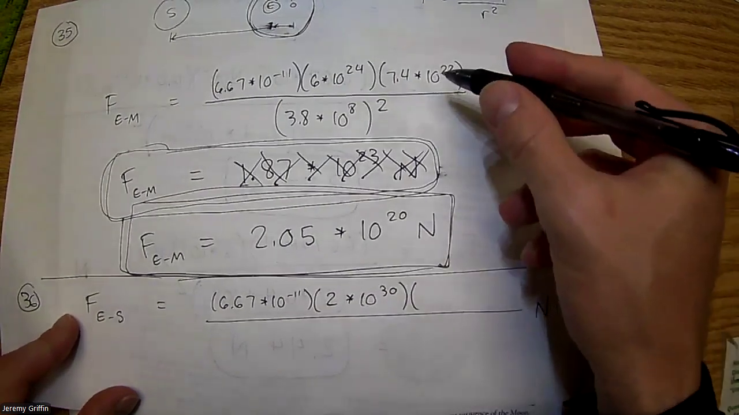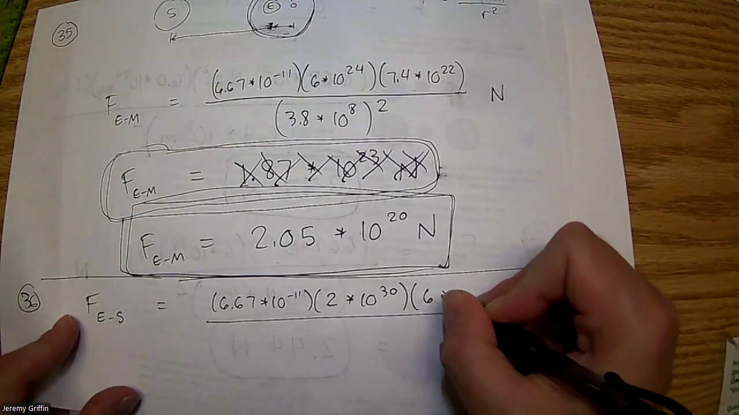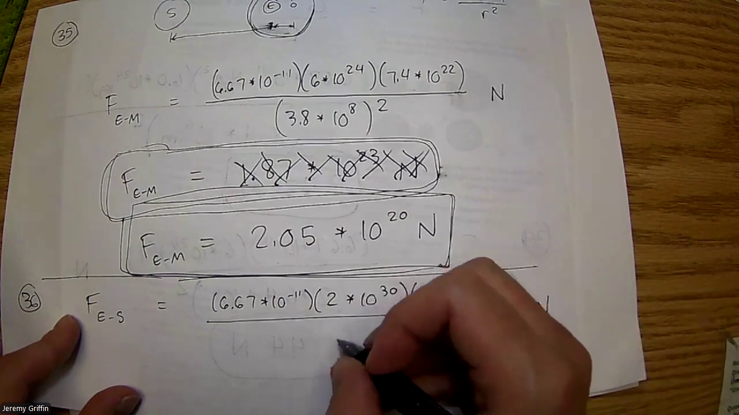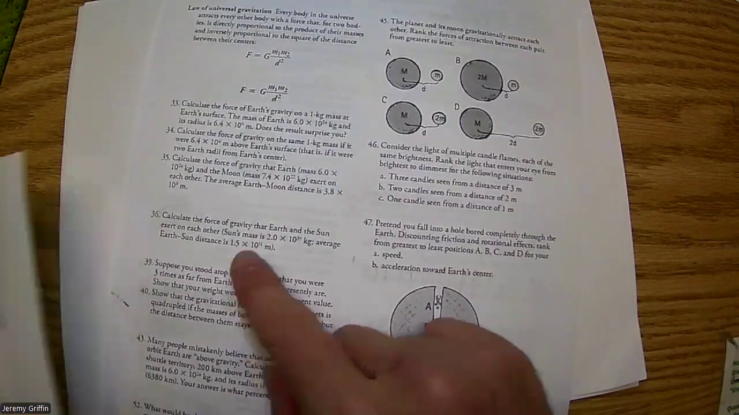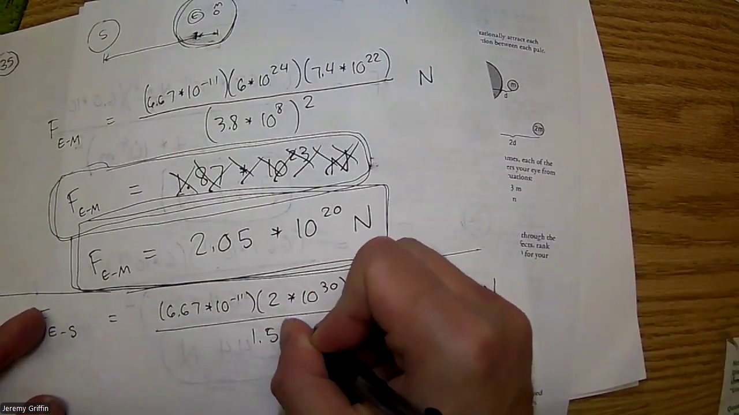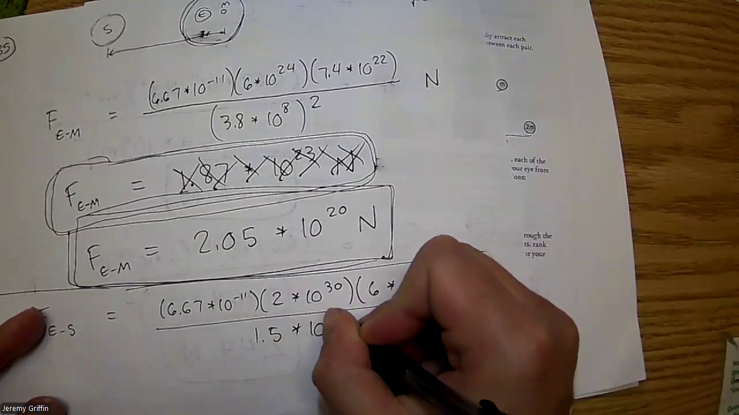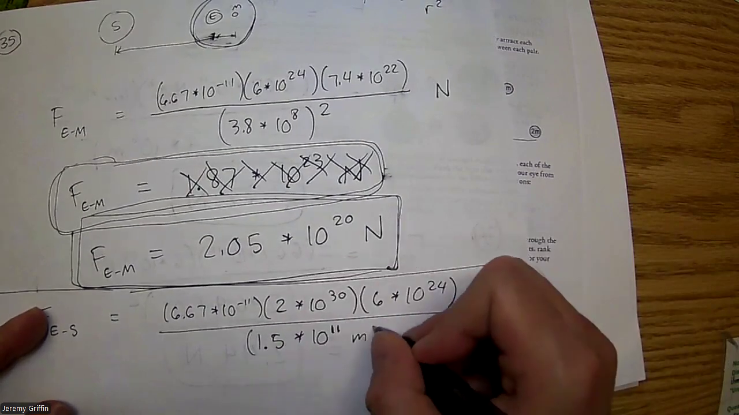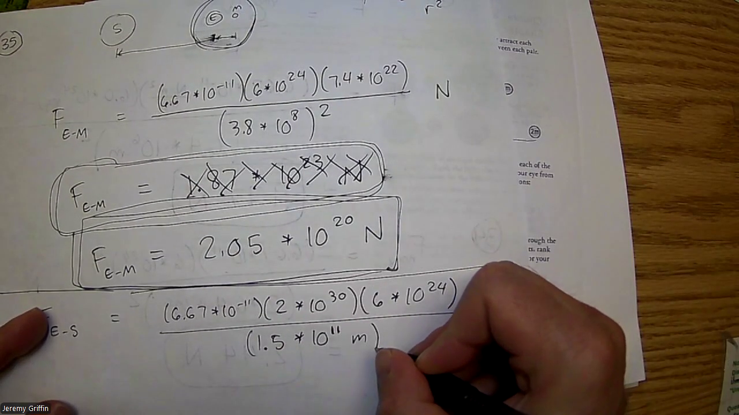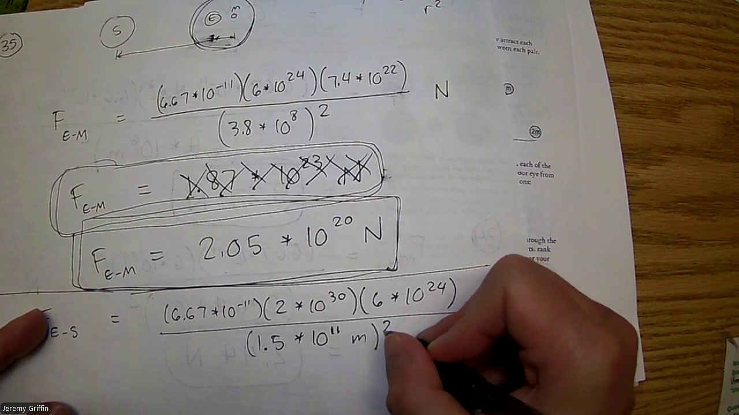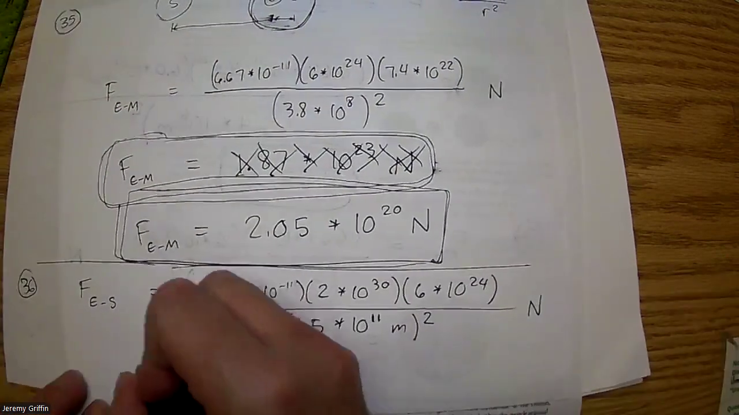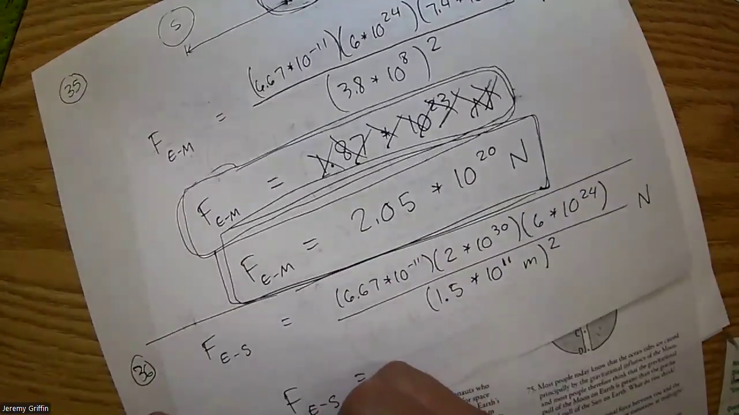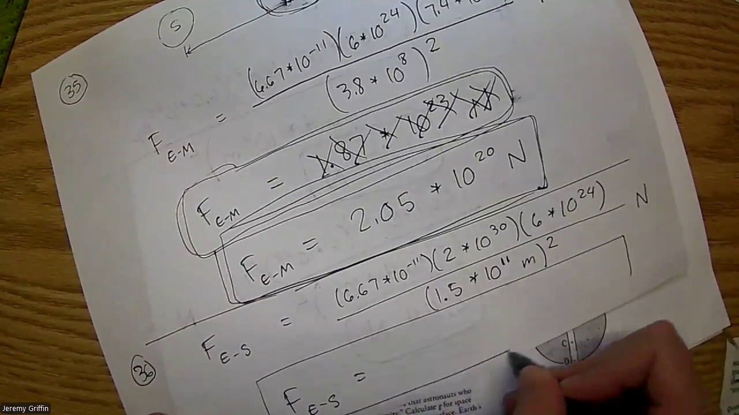Then the mass of the Earth is, now that's what's orbiting, so that's back to 6 times 10 to the 24 kilograms for Earth. And then the distance from the Earth to the sun is 1.5 times 10 to the 11 meters. That's like 150 times 10 to the 9 meters, which is 150 billion meters, and that's being squared. So the force from the Earth to the sun is, we're about to get a number. It goes right here.